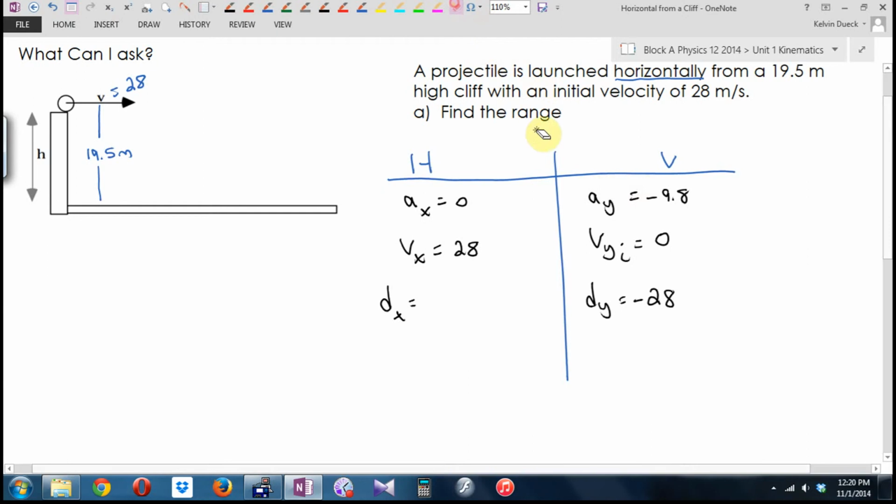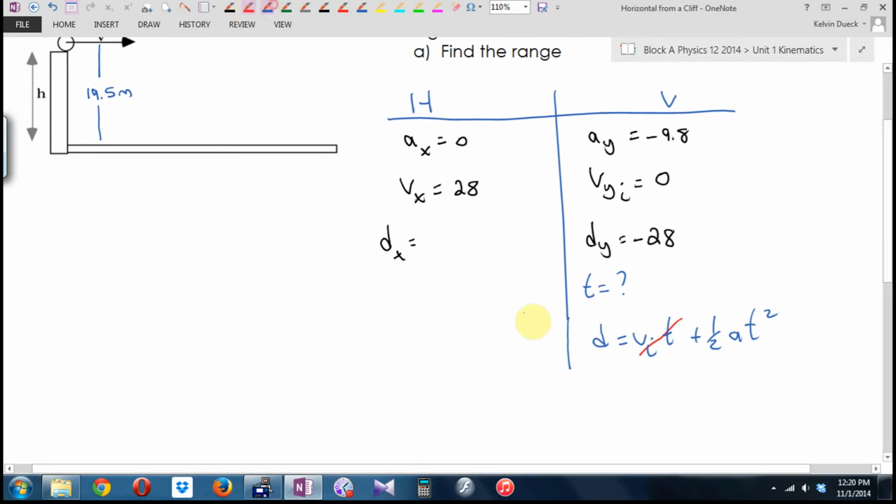In the vertical column, I have 1, 2, 3 pieces of information. This is where I can now find time. I'm looking for an equation that has acceleration, initial velocity, distance, and time. It's this one. And conveniently, this equation modifies into this: d equals a t squared over 2. That's a half a t squared.